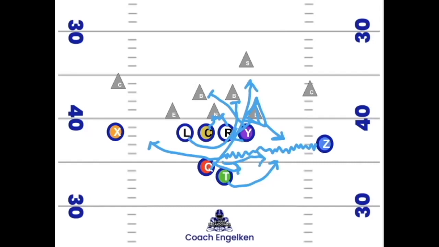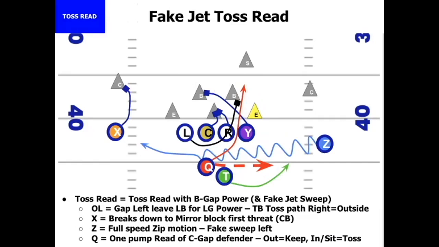Like I said, the base play is toss read. In most traditional 11-man offenses, you probably don't even call it power toss read. I think it's just called toss read, and it's automatically a B-gap power play. But there's the gist of that. Here is the official play art. Again, we have ace jet left, fake jet sweep, toss read to the right.